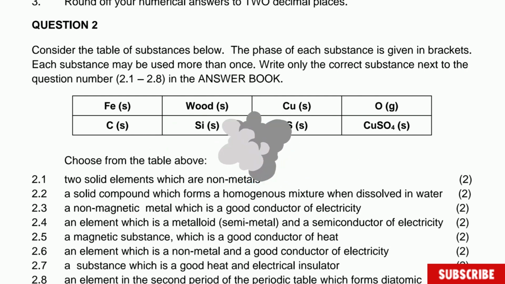Question 2 said, consider the table of substances below, and you have different substances there. The phase of each substance is given in brackets. Each substance may be used more than once. Write only the correct substance next to the question number 2.1 to 2.8 in the answer box.